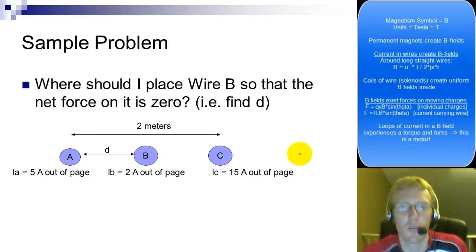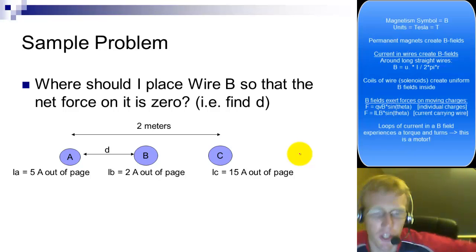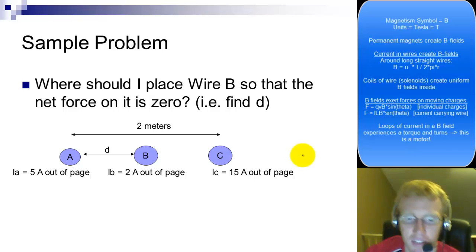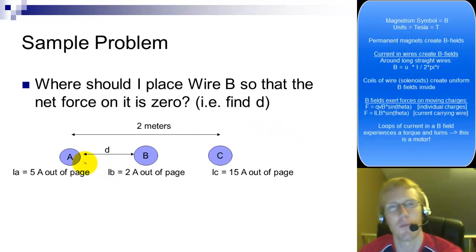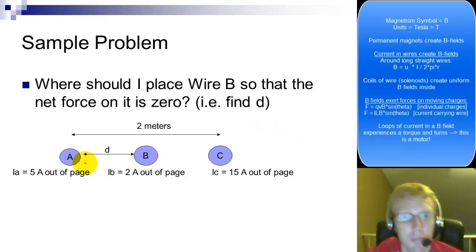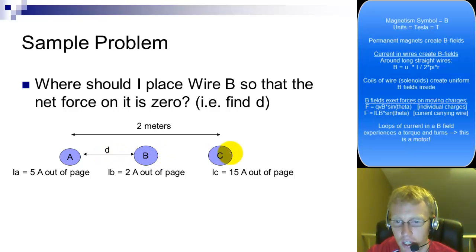Sample problem. Where should I place wire B so that the net force on it is 0? So it's kind of exciting. It's similar to the problems we had in the math section. So just a heads up, this would be a math problem. The concept is for everyone, but the math would just be for students taking this class in terms of math. Where should I place wire B so that the net force is 0? That means that whatever force is attracting it this way is also an equal and opposite force attracting it this way.